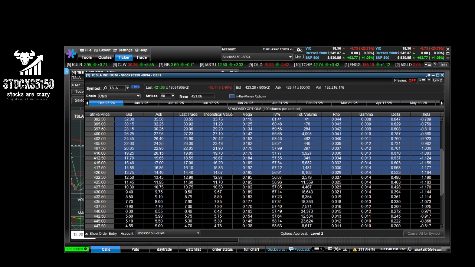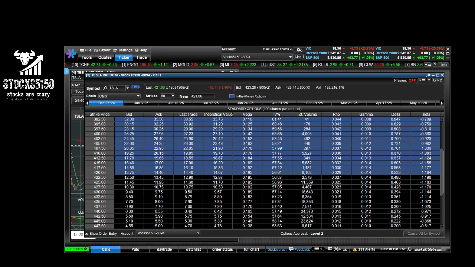So you can see here, where is this at? The gamma on this one is 0.014, right? 0.014, and the closer you get to the money, see, the closer you get, that's higher. So the further you get away from it, the gamma is lower, either way, even when it's in the money. But the further you get away from the strike price, the actual price of the stock, the lower it is. The closer you get to this 421, the higher the gamma is.